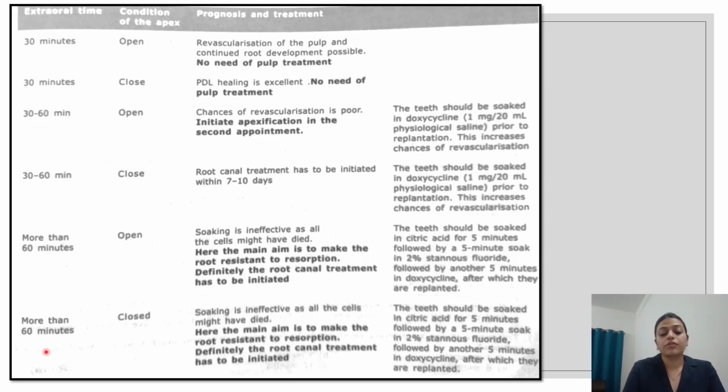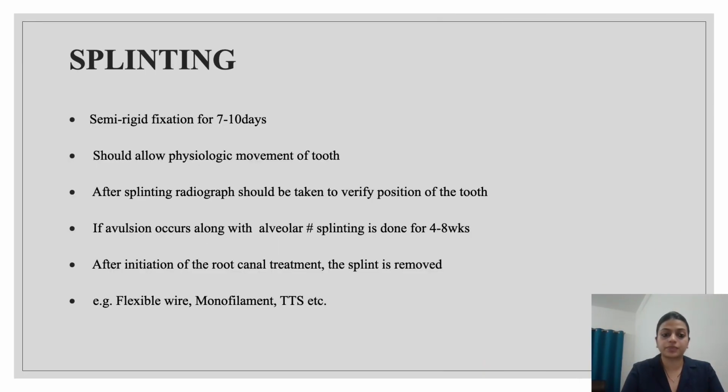Then if it is more than 60 minutes for a closed apex tooth, here again soaking becomes ineffective, and the main aim is to prevent external root resorption and any kind of complication. Root canal treatment has to be initiated in the second visit, and teeth should be soaked in citric acid for 5 minutes, followed by fluoride solution, and then another 5 minutes in doxycycline, after which they can be replanted.